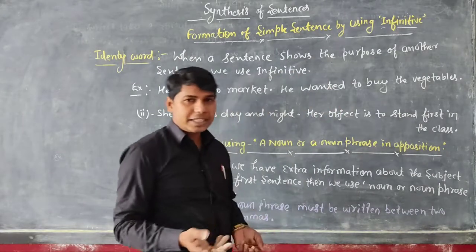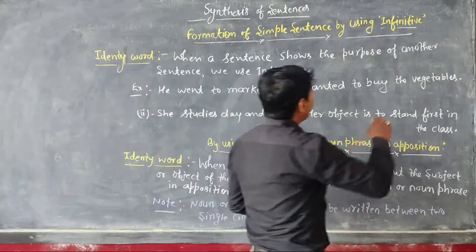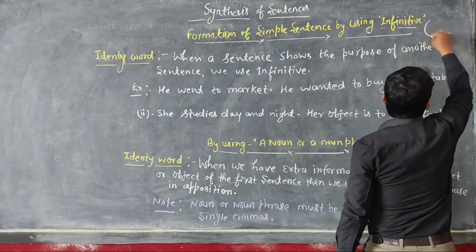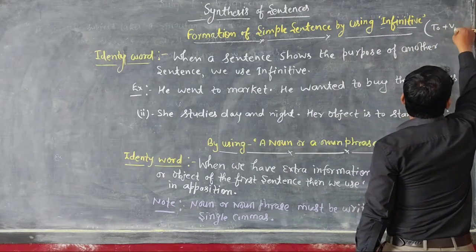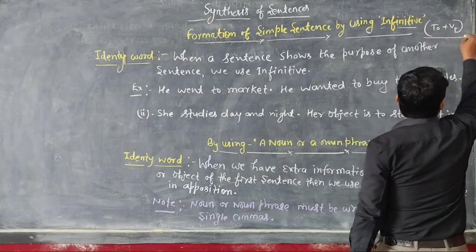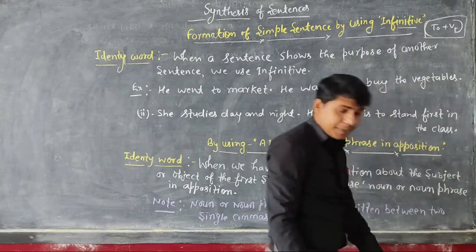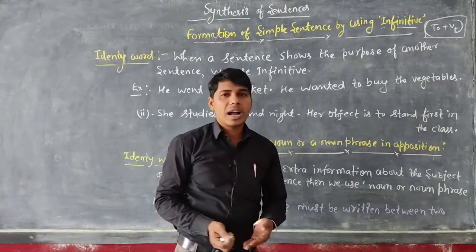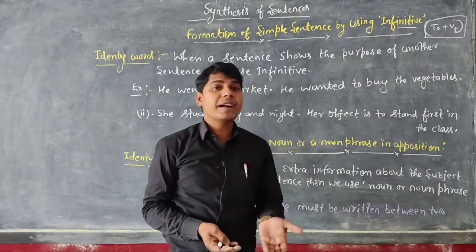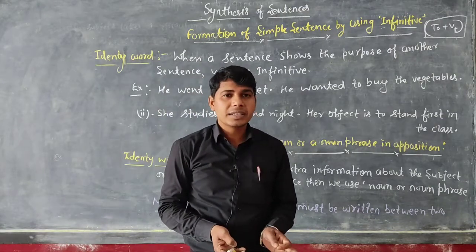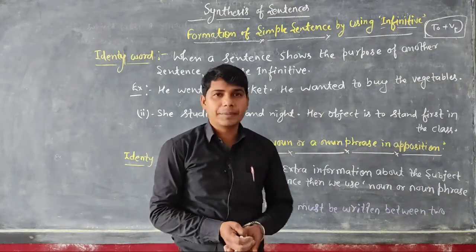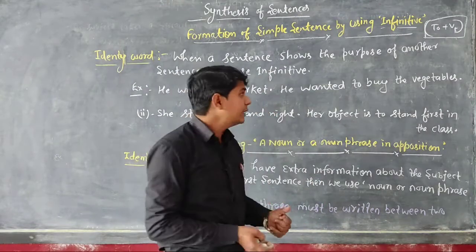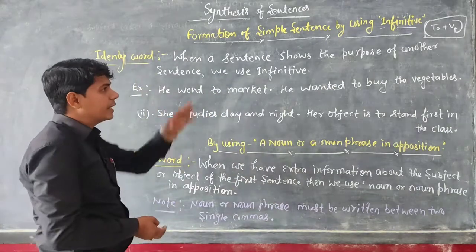So let's start. Very first, let's see infinitive. What is infinitive? We know that infinitive means to plus the base form of the verb. This structure is known as an infinitive. Let's see how to identify whether the given sentences will be joined with the help of an infinitive. Let's see the identification word of the infinitive.